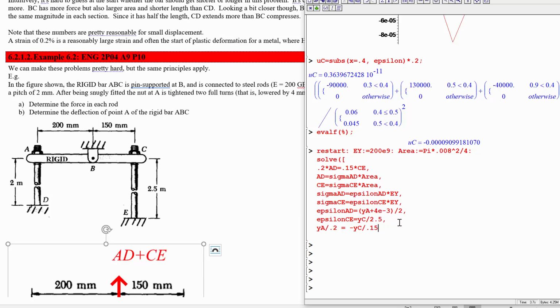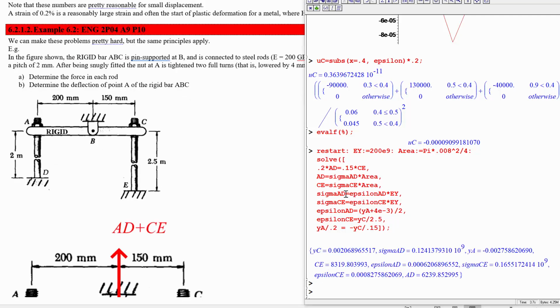Okay, so let's run that and see what we get. So here's what we get. As expected, the force in AD is smaller than the force over in CE because AD is farther away, and we need that for the pivot to happen. So AD is indeed a bit smaller than CE in force. What about in displacement? It is farther away, so it has to be more displacement than point C. And so YA is larger than YC, and YA is the one that is negative.